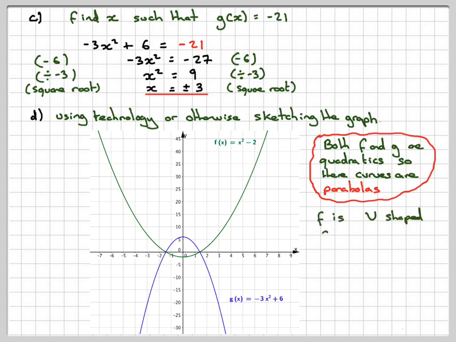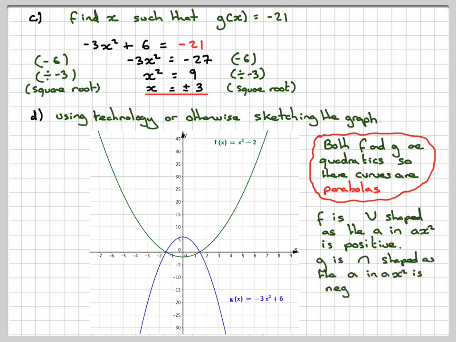It has to do with the number in front of the x squared. In the first case, f is U-shaped because the a in front of x squared is positive. If the number in front of x squared is positive, then you tend to get a U-shape. And g is N-shaped as the a in the x squared this time is minus 3, which is negative. Also, because minus 3 is bigger than 1 x squared, this will tend to be steeper.